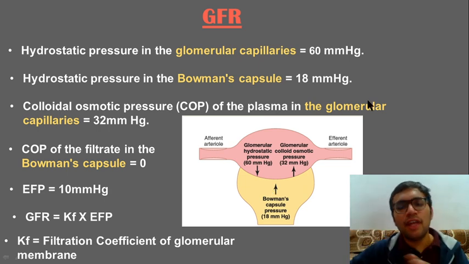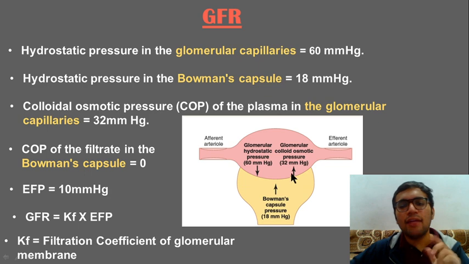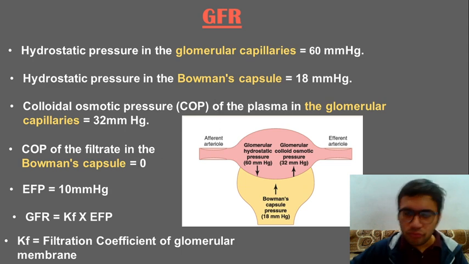These are the values which are given in Guyton. So 60 mmHg will be the positive, whereas these two will be the negative pressures which are acting. All in all, we get an effective filtration pressure, and this effective filtration pressure is 10 mmHg. Once you get this 10 mmHg effective filtration pressure, you calculate GFR by Kf into EFP. So what is this Kf?